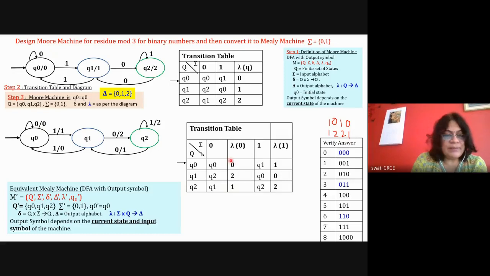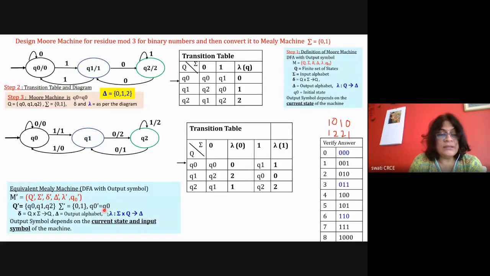So you say that the equivalent Mealy machine is a DFA with output symbol, and we assume that M dash is equal to (Q dash, sigma dash, delta dash, lambda dash, Q0 dash), where Q dash is equal to Q, that is Q0, Q1 and Q2. Sigma dash is equal to 0, 1, Q0 dash is Q0, and delta and lambda are as per the diagram and table, and you write down the formulas. Delta is Q into sigma gives Q, and lambda is Q into sigma gives delta.